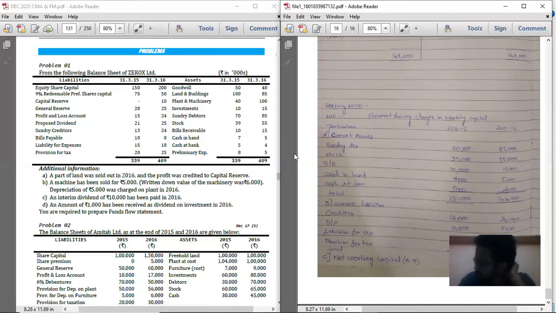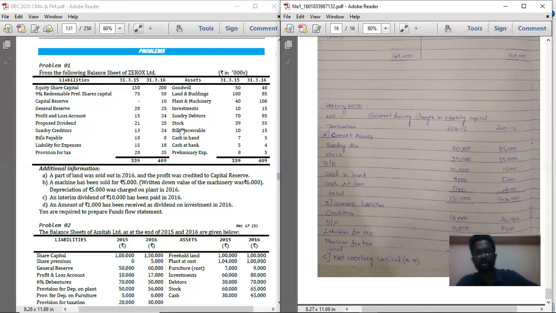For calculation of working capital, current assets minus current liabilities. Below that, capital A, current assets. Record one by one. What are the different current assets? Investments, here we are considering it as long-term investments. So we are going from sundry debtors as current assets. Sundry debtors: 70,000 for 2014-15 and 85,000 for 2015-16.